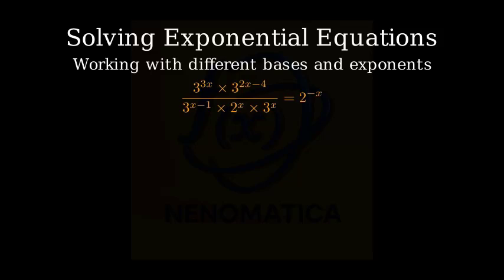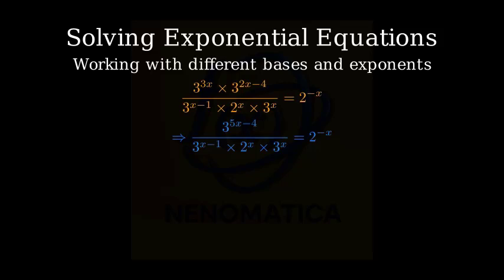Our first step is to simplify the left side of the equation by combining like terms in the numerator and denominator. Let's start with the numerator. We have 3 raised to the power 3x times 3 raised to the power 2x minus 4. Using the product rule of exponents, when we multiply expressions with the same base, we add the exponents. So this becomes 3 raised to the power 3x plus 2x minus 4, which is 3 raised to the power 5x minus 4.